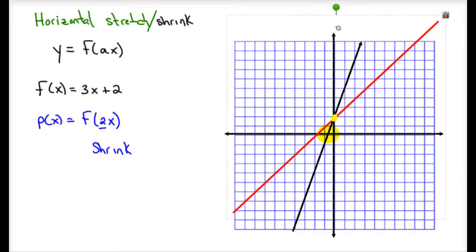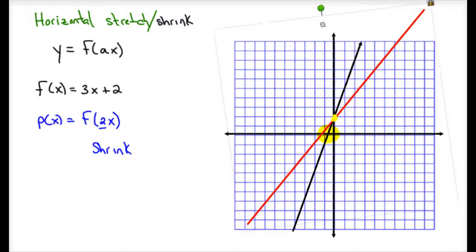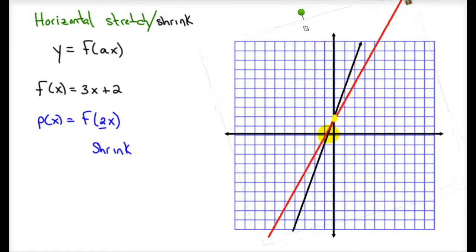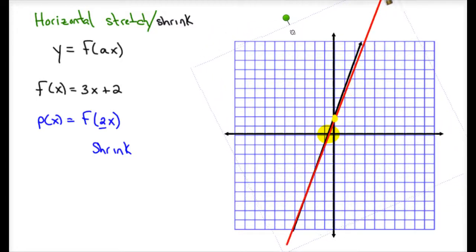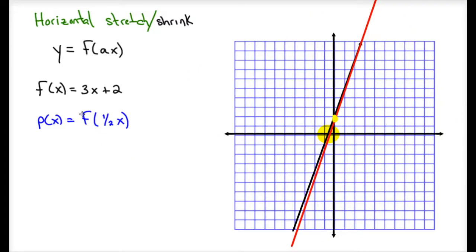As my a value increases, the distance of the red line to the origin is getting smaller and smaller. It's shrinking because my a value is increasing. So as a is greater than 1, it's a horizontal shrink. Again, looking at this one, this is f of 1/2 x. Now my a value is between 0 and 1.